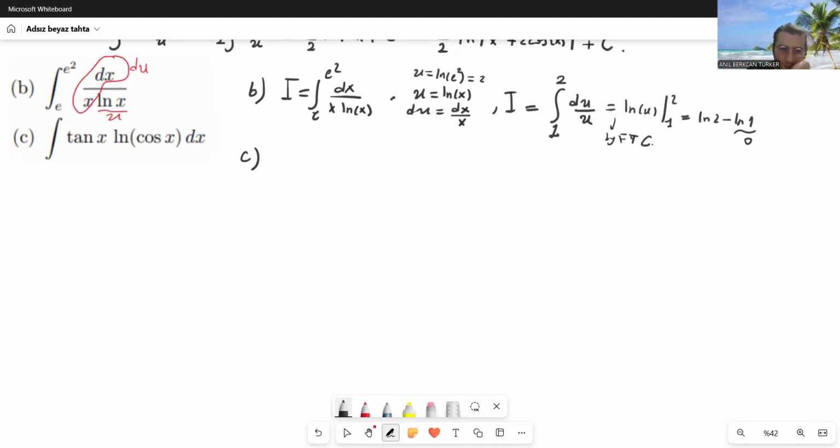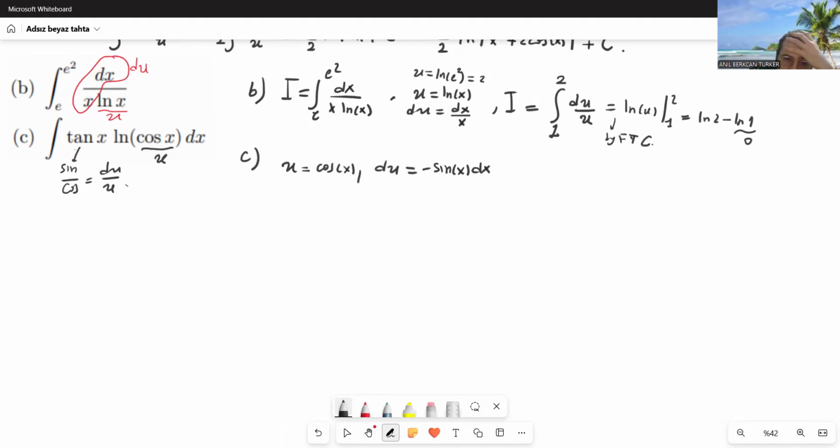Part C, tangent. So since it is ln something, I want to make this u. Then we know that tangent is sine over cosine, so we will have something like u. And what about sine? It is du. So at the end we will have some ln du over u or something like that. So let's check. Put u equals cosine x. So du, it is just an observation, okay? du is equal to minus sine x dx.